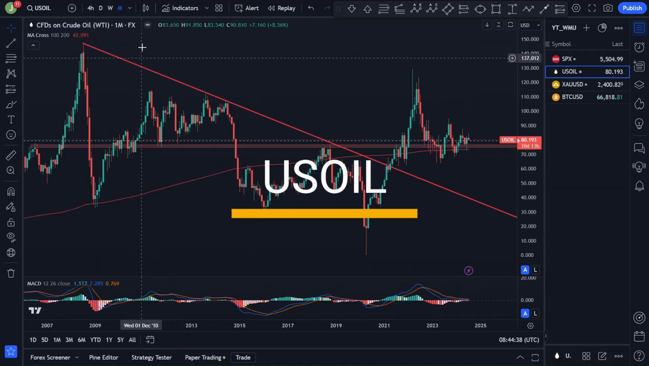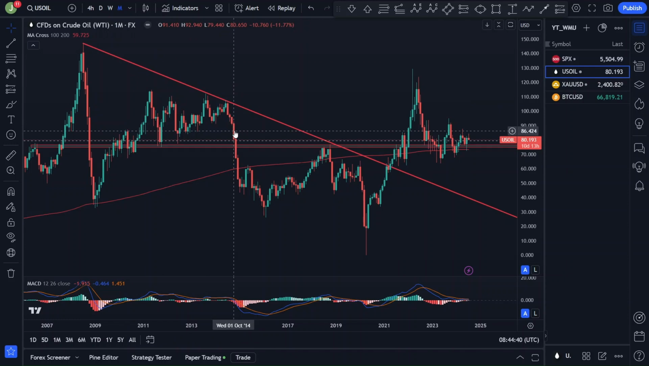With US oil, I want to start on a monthly time frame, where each candle represents 1 month of price action. So a pretty old chart, all the way back to 2007. Here we can see that we had a long-lasting downtrend that got broken to the upside in April 2021. Price got supported by the 200 moving average, and we have also an often tested support and resistance zone that also got broken to the upside, and currently price is just a bit above that level.